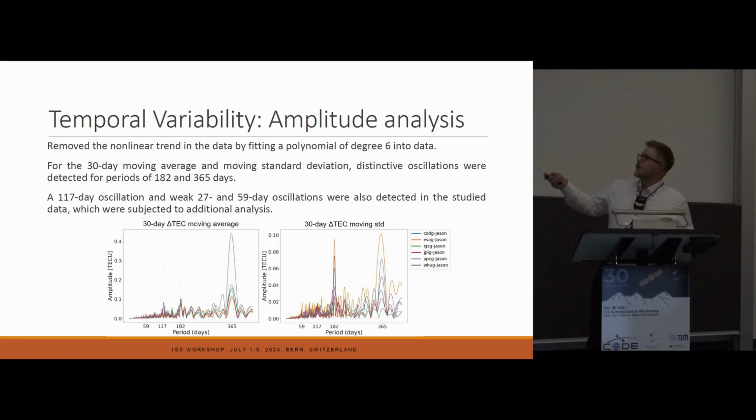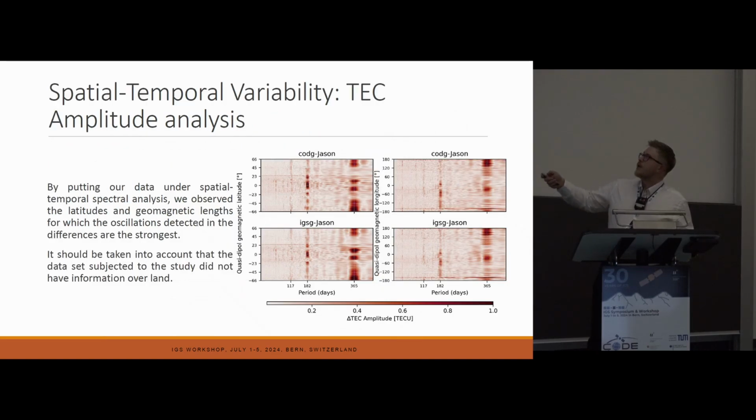So we studied it further. This is still for the differences, and this is temporal, so it was for 30-day moving averages and standard deviation. We did the same thing for the spatial-temporal analysis, when we again put this against geomagnetic latitude and longitude, and presented it as heat maps. As we can see here, we have really pronounced annual oscillation, semi-annual oscillation, and less pronounced oscillations around 90 days, 59 days, and 27 days. And we can see some gaps, and this can be caused by lack of information from lands.